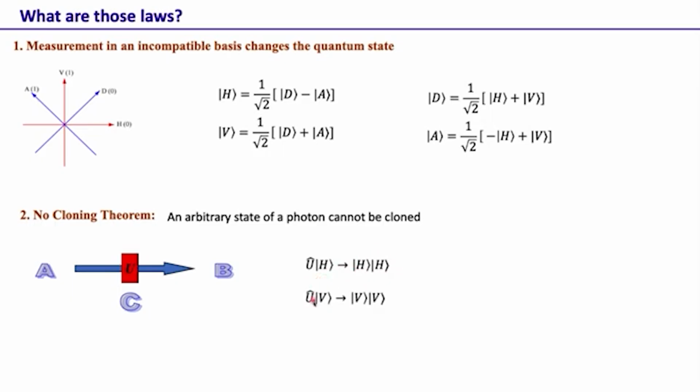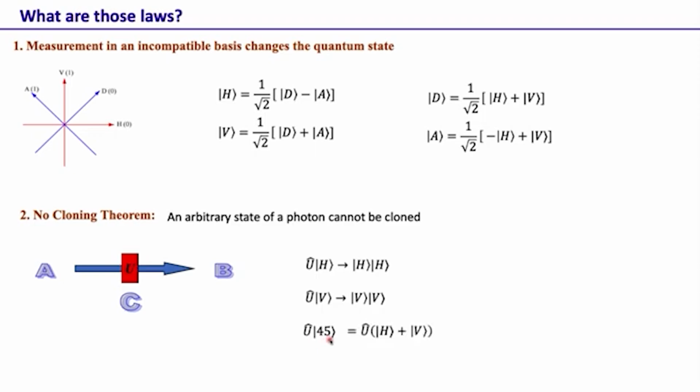The same machine can also clone a vertically polarized photon. That means for one vertically polarized photon, the machine can generate two. Now, if a machine can generate two photons for each of vertical polarization and horizontal polarization, let's see what happens if we send in a 45-degree polarized photon.